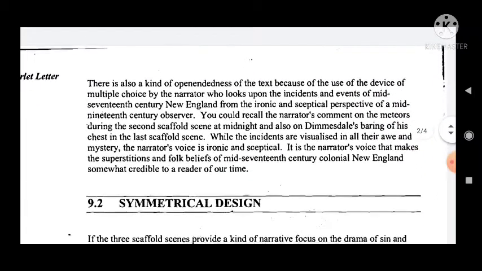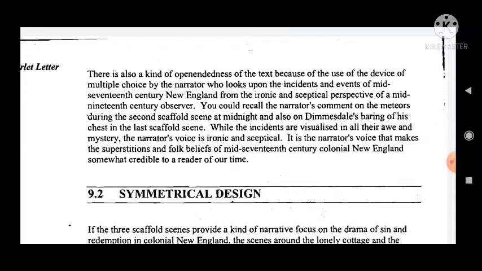There is also a kind of open-endedness of the text because of the use of the device of multiple choice by the narrator, who looks upon the incidents and events of mid-17th century New England from the ironic and skeptical perspective of a mid-19th century observer. You could recall the narrator's comment on the meteors during the second scaffold scene at midnight, and also on Dimmesdale's bearing of his chest in the last scaffold scene. While the incidents are visualized in their awe and mystery, the narrator's voice is ironic and skeptical.